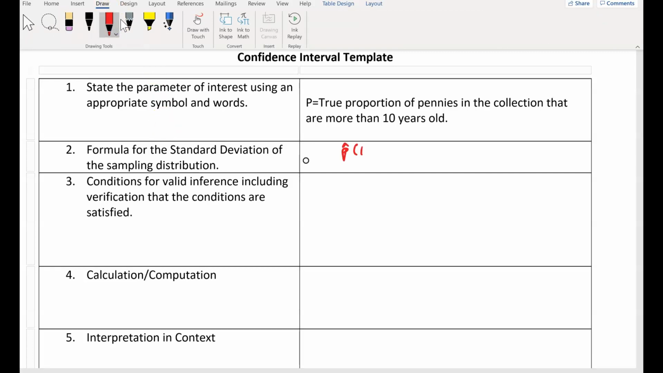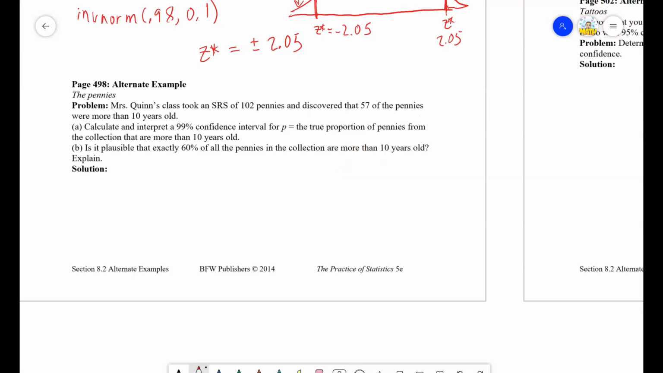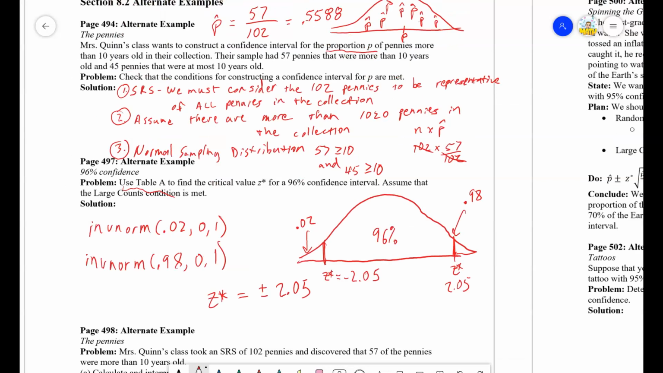P hat times 1 minus p hat over n, and it's not a new formula. We used this in the last chapter with the central limit theorem. These conditions we already verified. Conditions for valid inference. Where did we do that? Back up here.